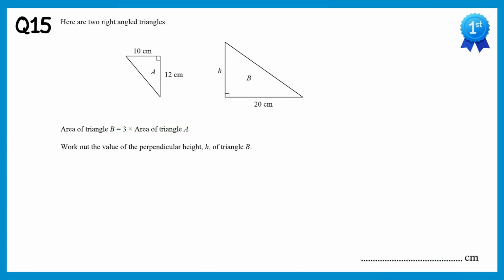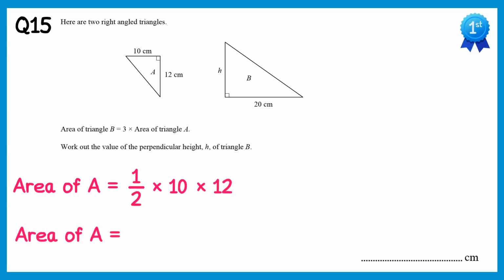To start this question, we'll work out the area of triangle A. So to do the area of A, you do 1/2 times the base, which I'm going to say is the 10, times the perpendicular height, which is 12. If you work this out, you'll do 1/2 times 10, which is 5, and then 5 times 12, which gets you 60. So the area of A is 60 centimetres squared.